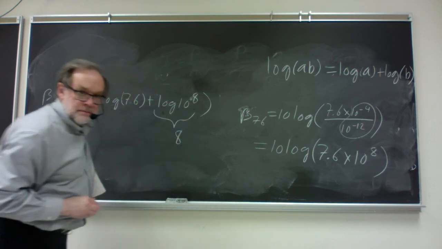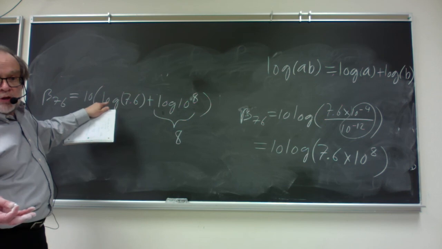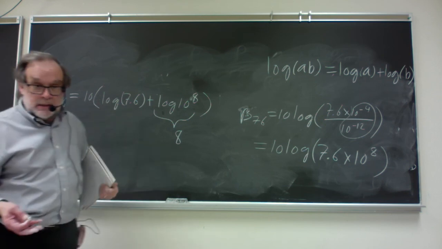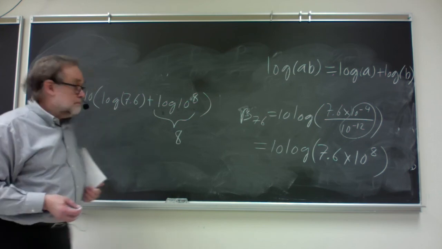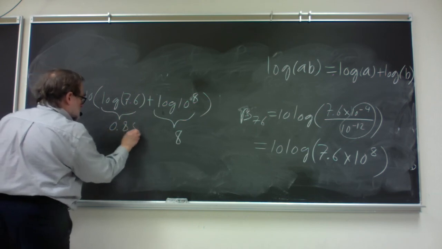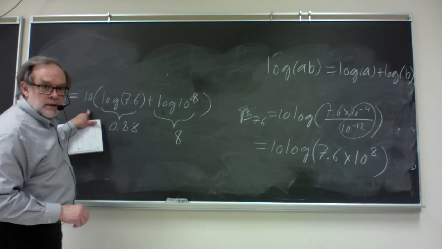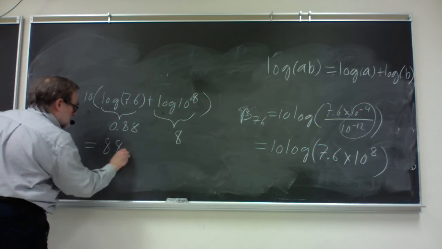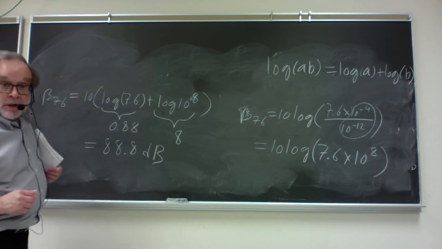So that's 8. And then here, for the first time, you need to actually use a calculator to tell you what the log of 7.6 is. And it turns out that'll be about 0.88. So you've got 8.88 times 10, or 88.8 decibels.